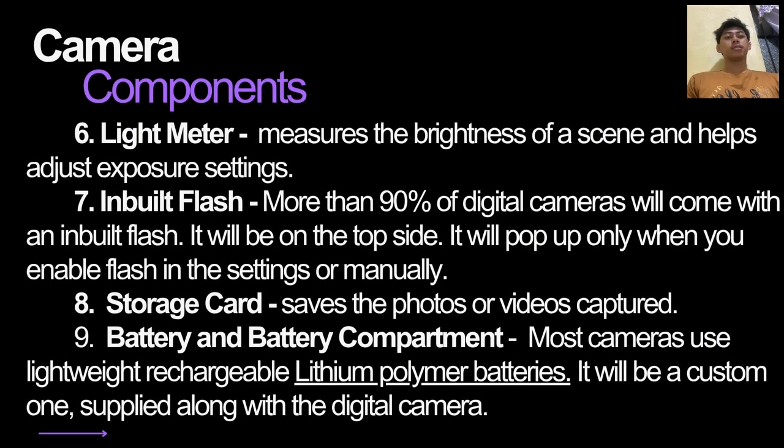In digital cameras, more than 90% have an inbuilt flash. It is found on the top side. Also, it will pop up only when you enable the flash in the settings or you enable the flash manually. So, most cameras have an inbuilt flash, which you can turn on manually or in the settings. So next is the storage card, where we save our photos or our videos that we captured.